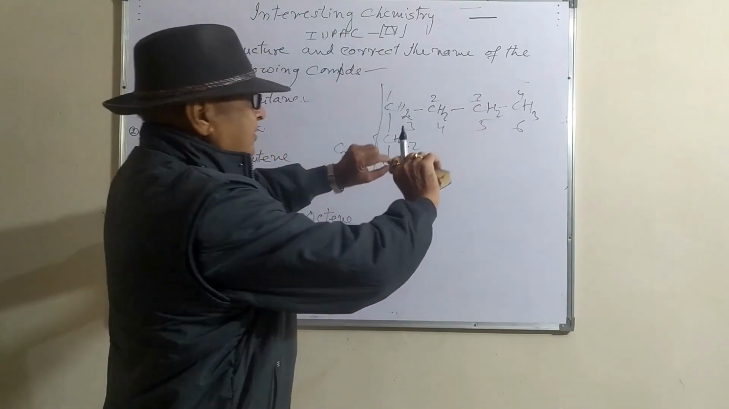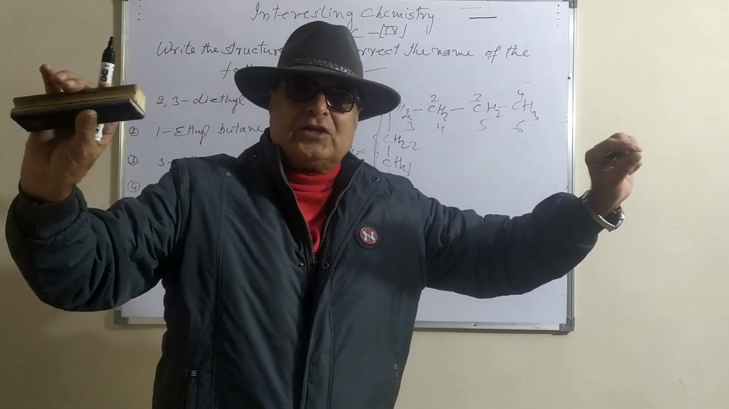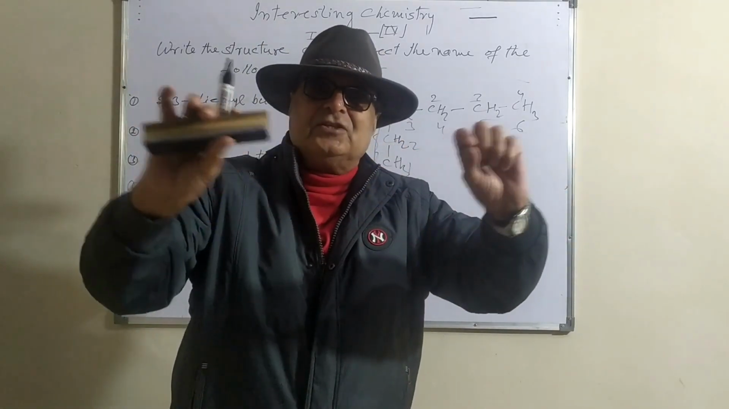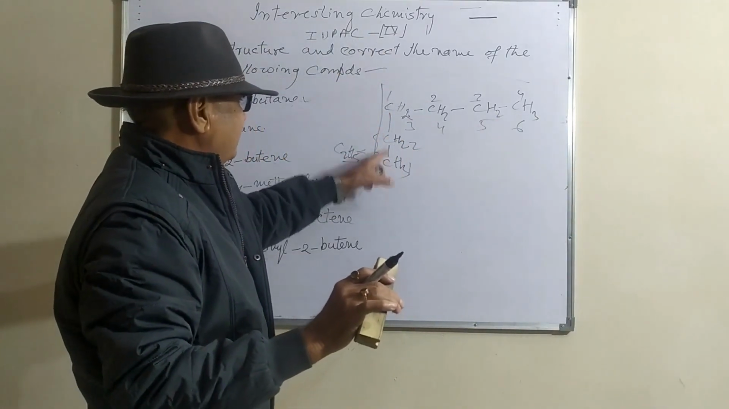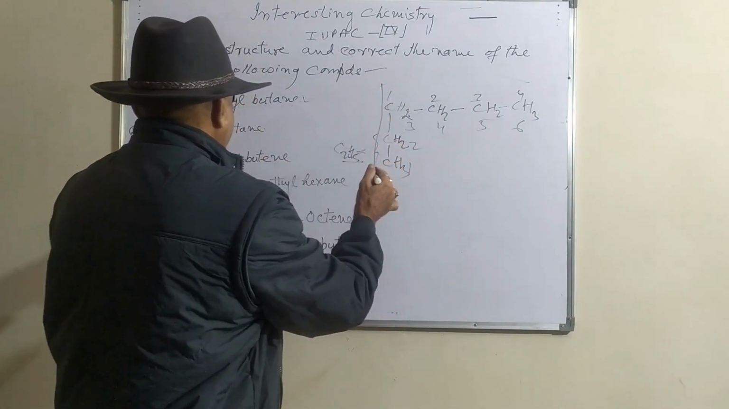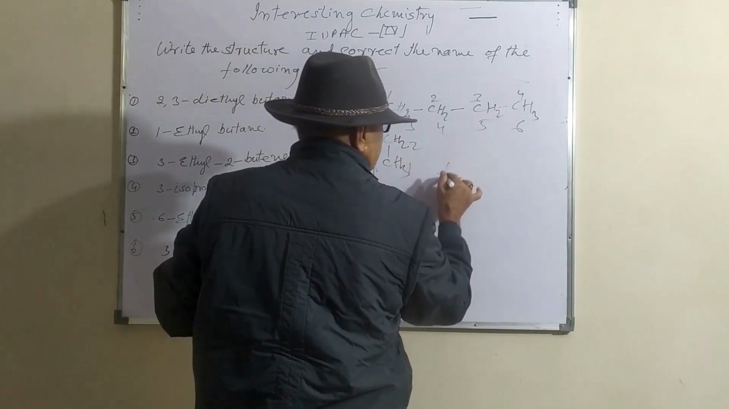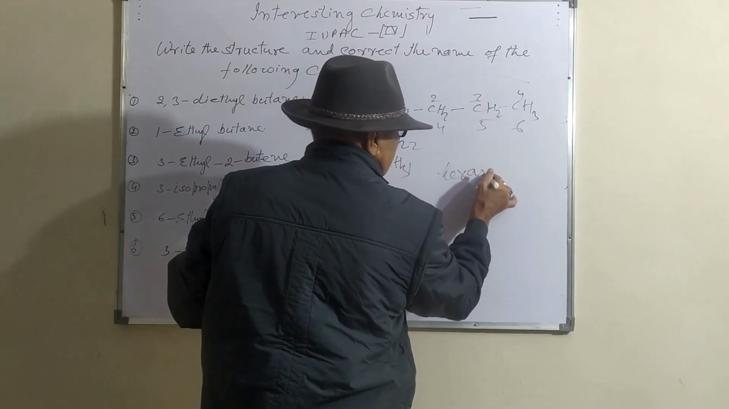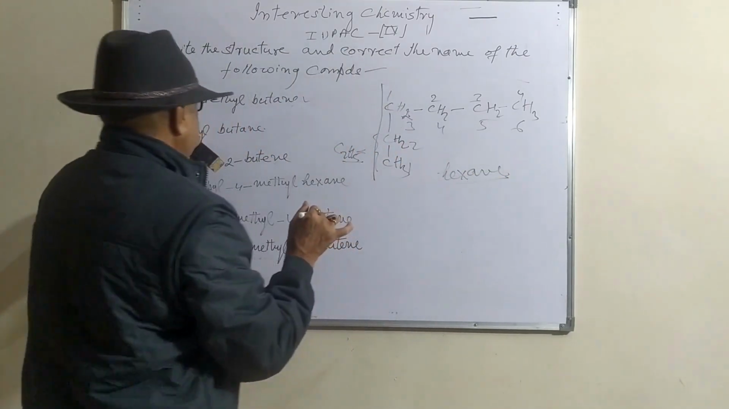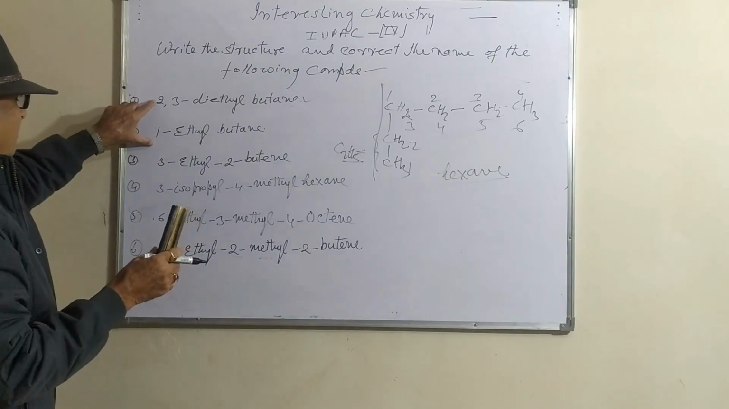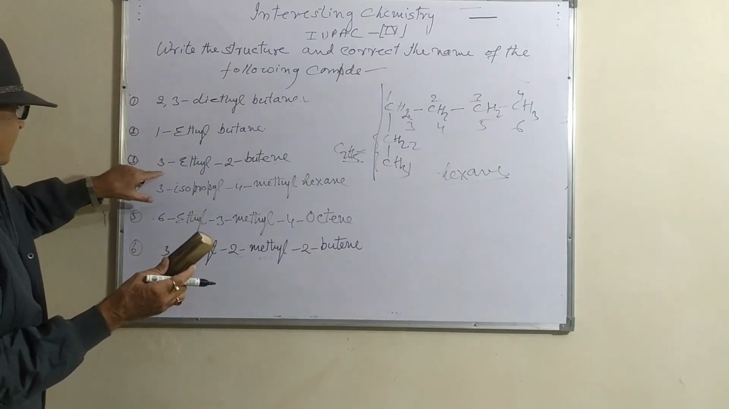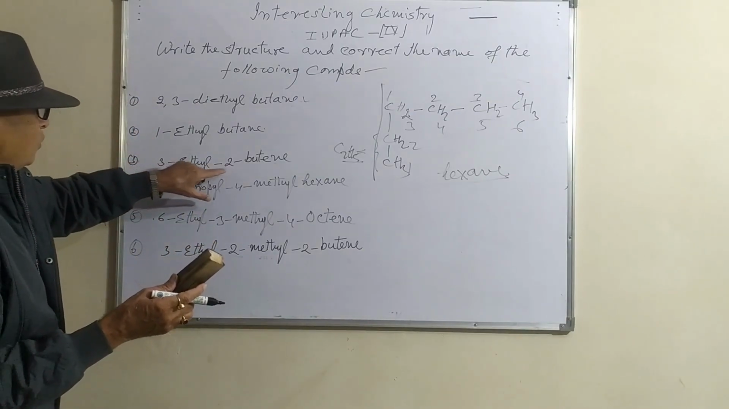Straighten this 6 carbon in a single straight line. So you will find the 6 carbons. The name of this compound will be only hexane. So I have told you about the second. And the third one, 3-ethyl-2-butene.